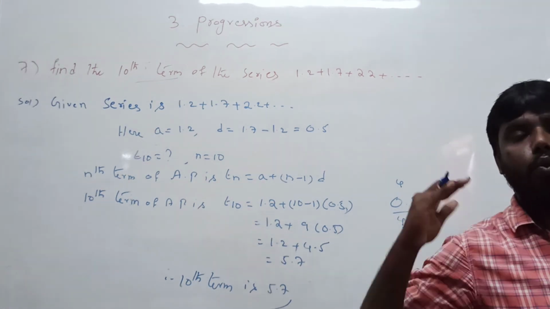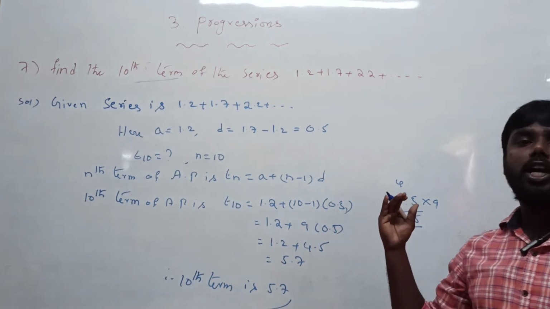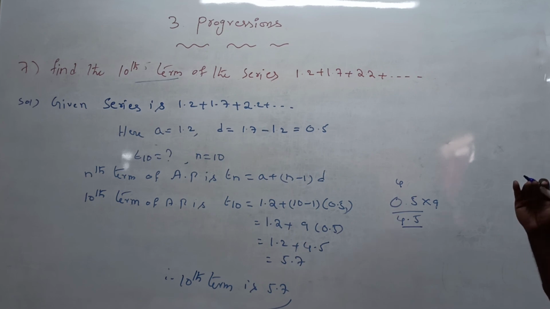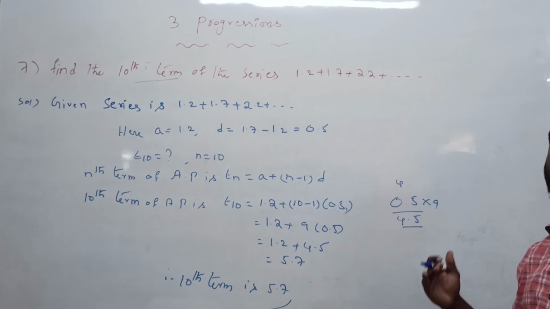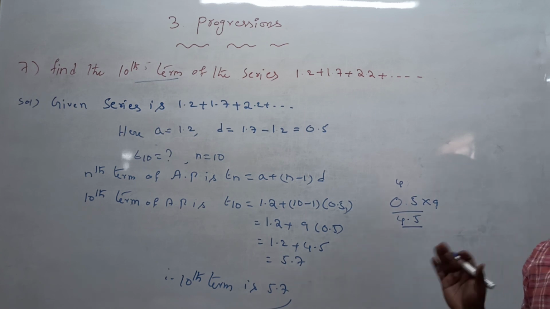I explained the definition of an arithmetic progression: a sequence of numbers in which the difference between any two consecutive terms is the same. That is called the common difference. The formula for the nth term of an arithmetic progression is Tn equals a plus (n minus 1) into d. Here, a is the first term, n is the number of terms, d is the common difference, and Tn is the nth term.